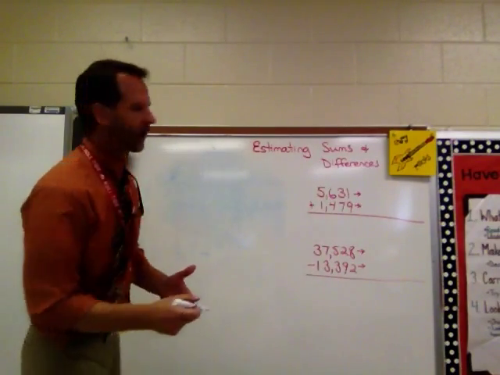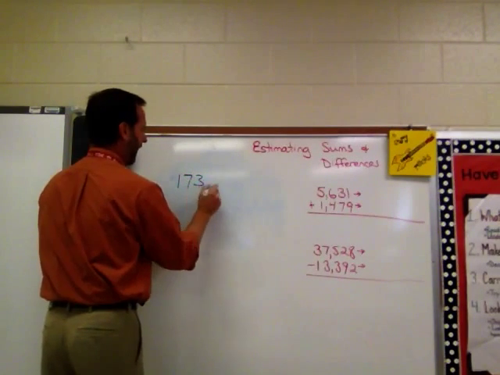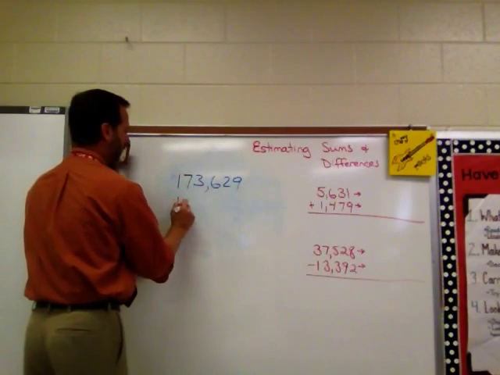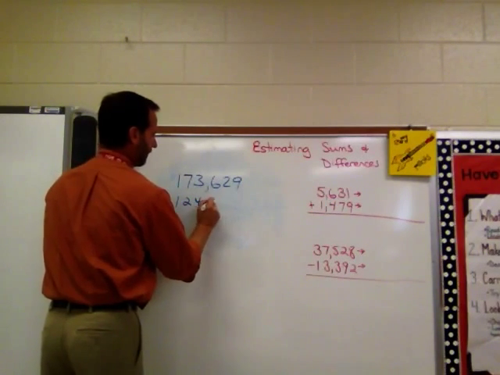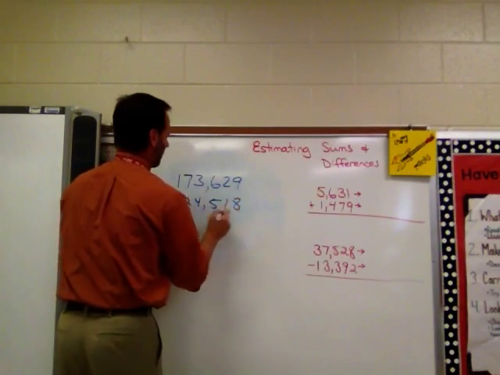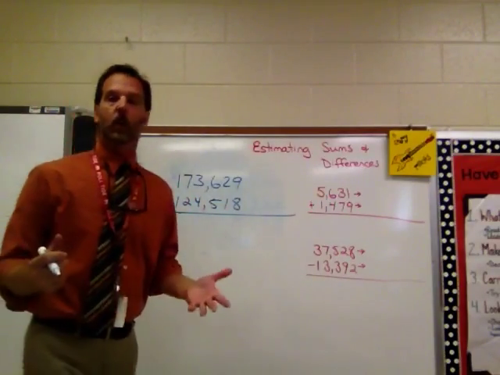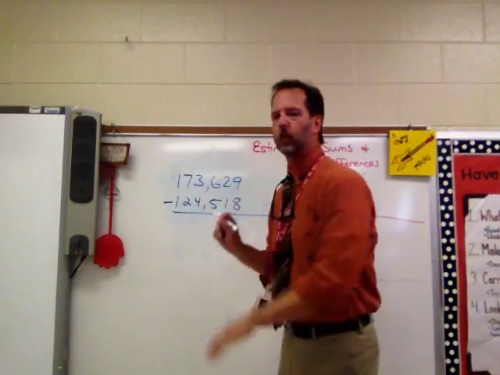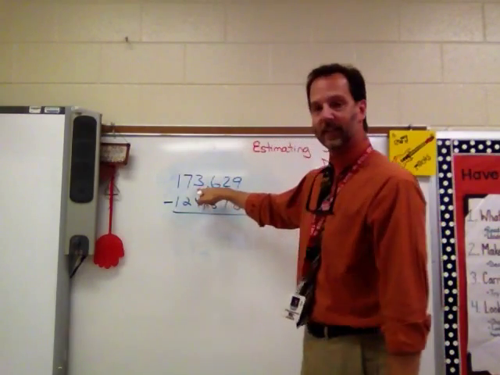Let's make the numbers a little larger. Let's do 173,629 and 124,518. And this time we'll subtract them. We're still going to round these. I want to round these to the nearest thousand. We could round them to any place we would like to round them to, but I want to estimate it to the nearest thousand. So again, the thousands place is here.